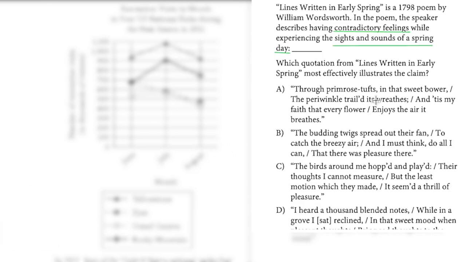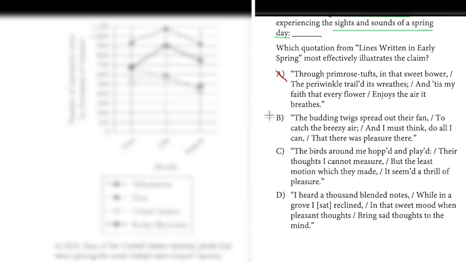Like, we're definitely getting those spring vibes from the sweet bower and the periwinkle and all that stuff, but no contradictory feelings. "The budding twigs spread out their fan to catch the breezy air, and I must do all I can that there was pleasure there." So again, I'm not really getting any contradictory feelings. "I must think that there was pleasure there." The "do all I can" bit is kind of throwing me off, but I'm not getting any sense of contradictory feelings.